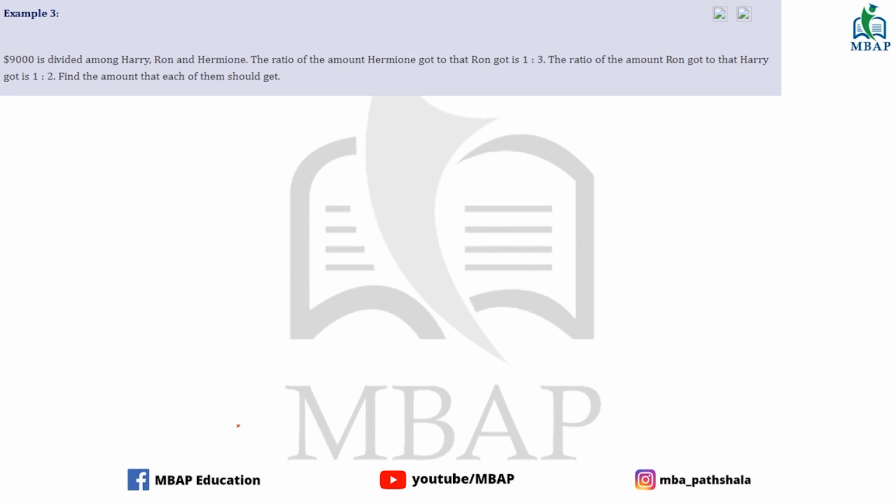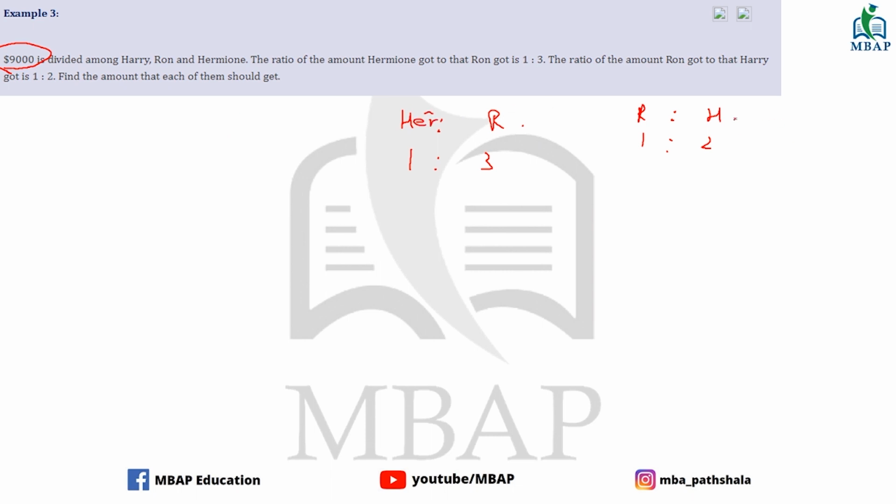Okay, let's take another question over here. So $9,000 is divided among Harry, Ron and Hermione. The ratio of the amount Hermione got to that of Ron is 1:3. So Hermione's share versus Ron's share, the ratio is 1 by 3, and Ron's share ratio with Harry's share is coming out to be 1:2. Now, usually when I have 9,000 rupees as the total amount divided among all three of them, and I'm getting two different pairs of ratio, it doesn't work. I will need to convert these two pairs of ratio into one.